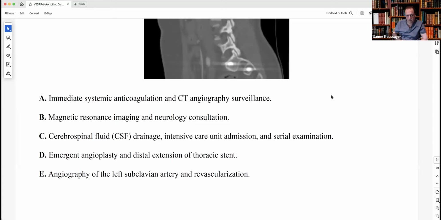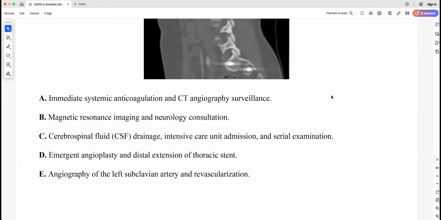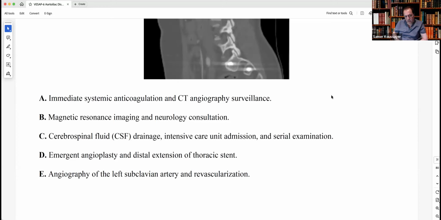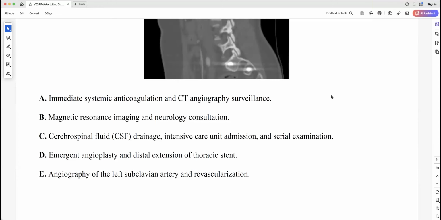Okay. Cerebrospinal fluid drainage, CSF drain, spinal drain, and intensive care admission and serial examination. No, the cause here is not because of spinal hypertension, I think. Right. I will not do a CSF drainage as a first option here. And serial examination, you have to treat this patient. You can't just do serial examination. So I think this is wrong. Okay. D, emergent angioplasty and distal extension of the thoracic stent, and that would be very reasonable.